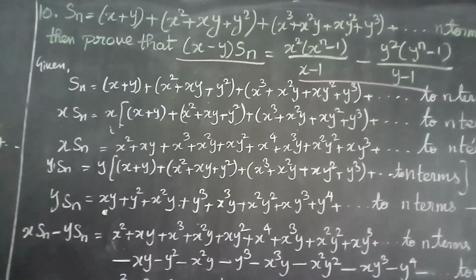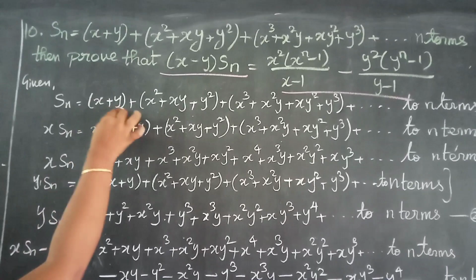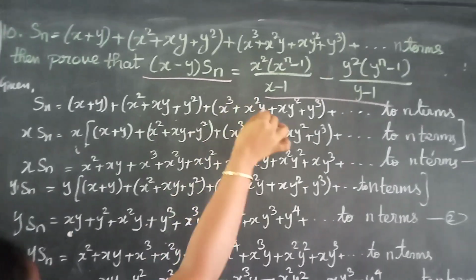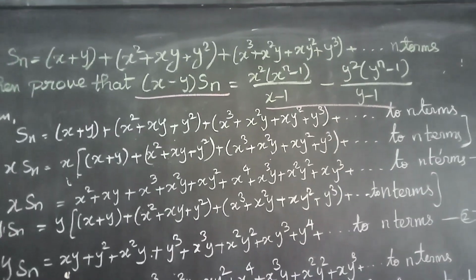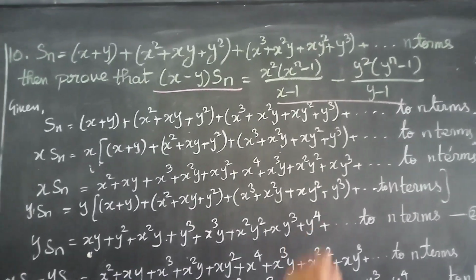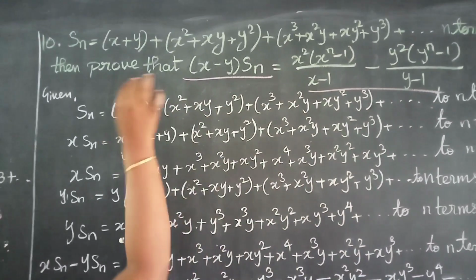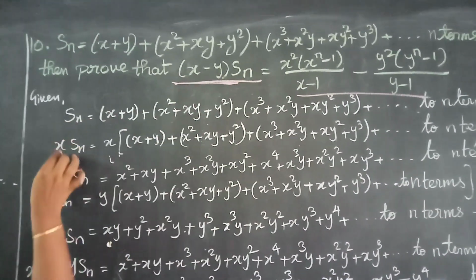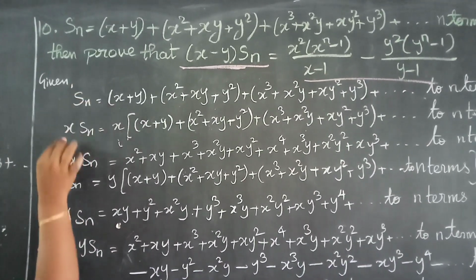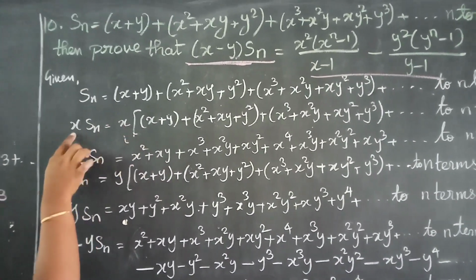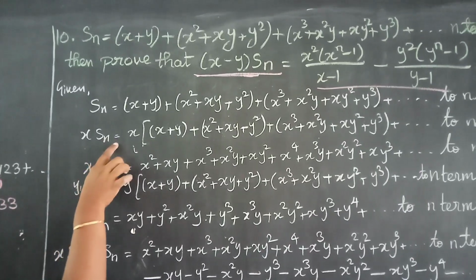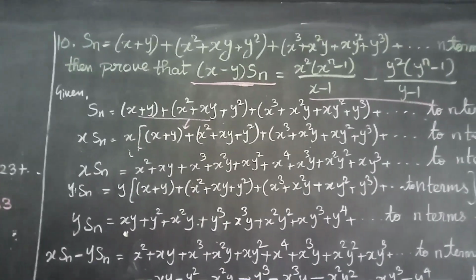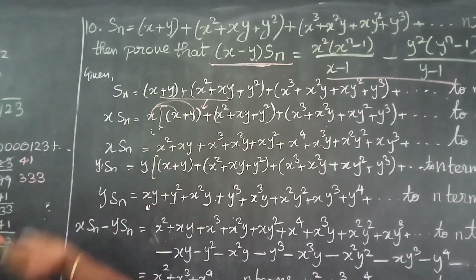So first we will write Sn equals, as it is, x plus y plus x square plus xy plus y square plus x cube plus x square y plus xy square plus y cube plus and so on n terms. Write this. So here they ask to take LHS x minus y into Sn. So first I am going to multiply this Sn with x on both sides. Okay. So x into Sn equals x into, write this whole term here. Okay, now each and every term should be multiplied by this x.